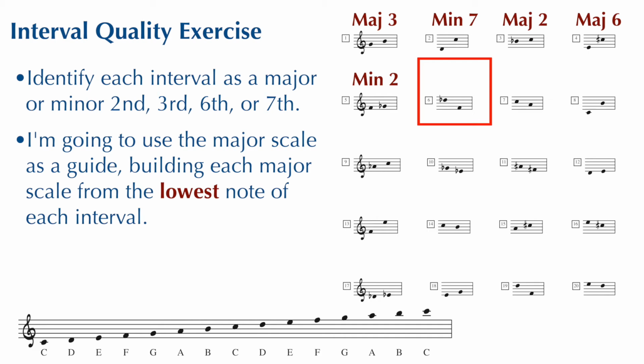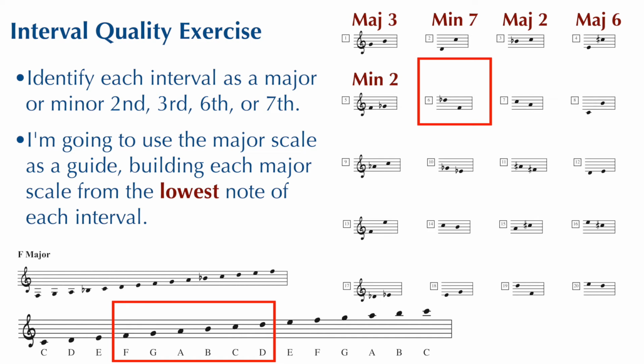Number 6, we have a D flat going down to an F. So D, C, B, A, G, F. That's 6 notes. So this is going to be an interval of a sixth. Now we use the bottom note to build our major scale. So we're going to use the F to build our major scale. F, G, A, B, C, D. So there's no D flat in the key of F, there's a D. So the D flat is a little too low. D flat to F is a minor sixth.